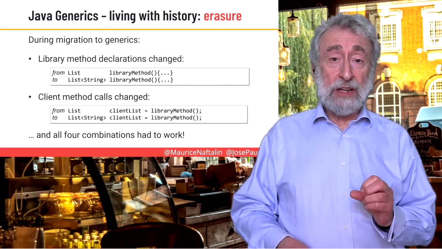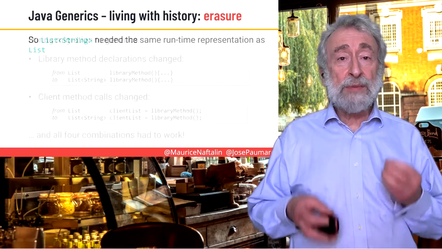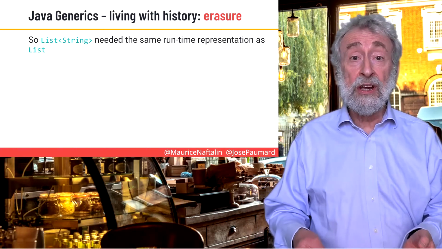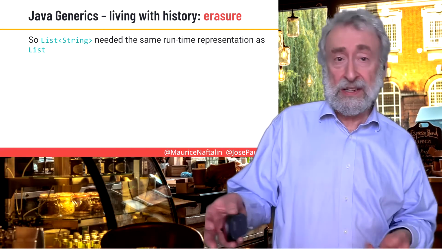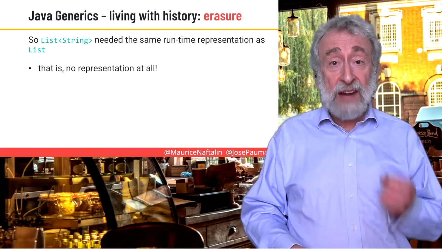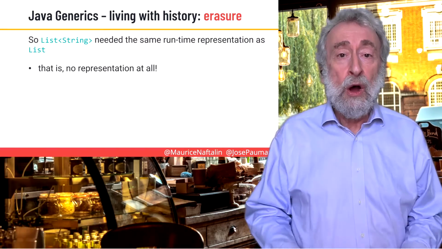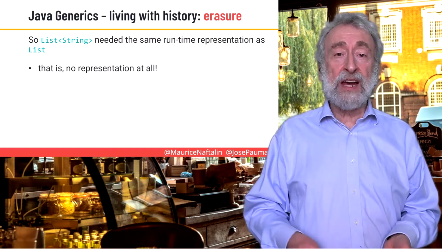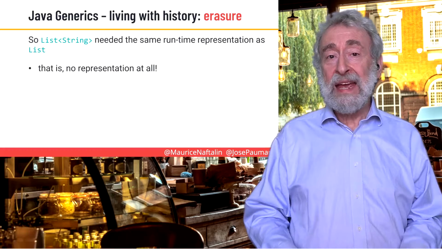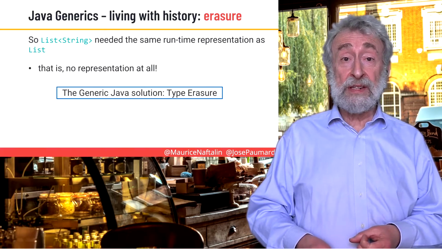So all four combinations had to work. And what that meant was that for binary compatibility, the runtime representation of a raw list had to be the same as the runtime representation of a list of string in this case. And since there is no runtime representation of the generic type of a raw list, it doesn't have one, so there's nothing to represent. What that meant was that there could be no runtime representation of the generic type of a list of string either. It had to be erased at runtime. And that was a solution adopted by the generic Java designers.